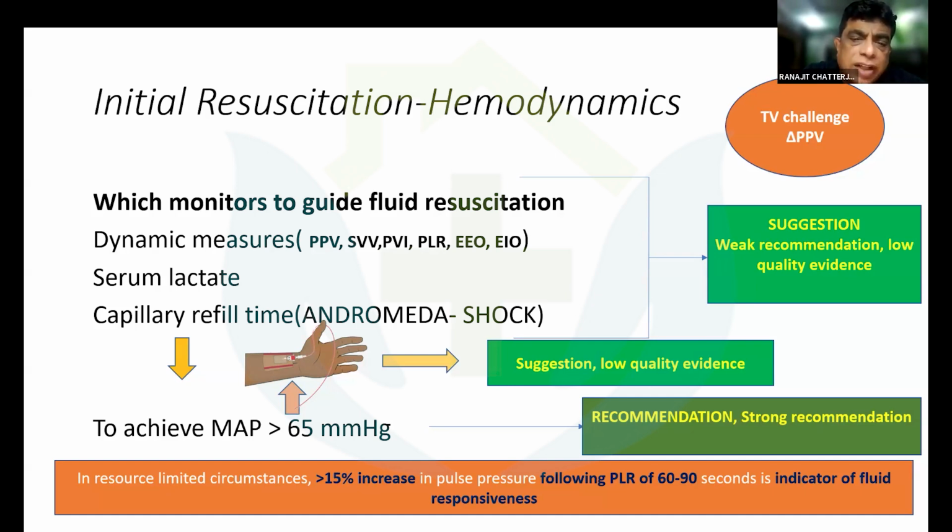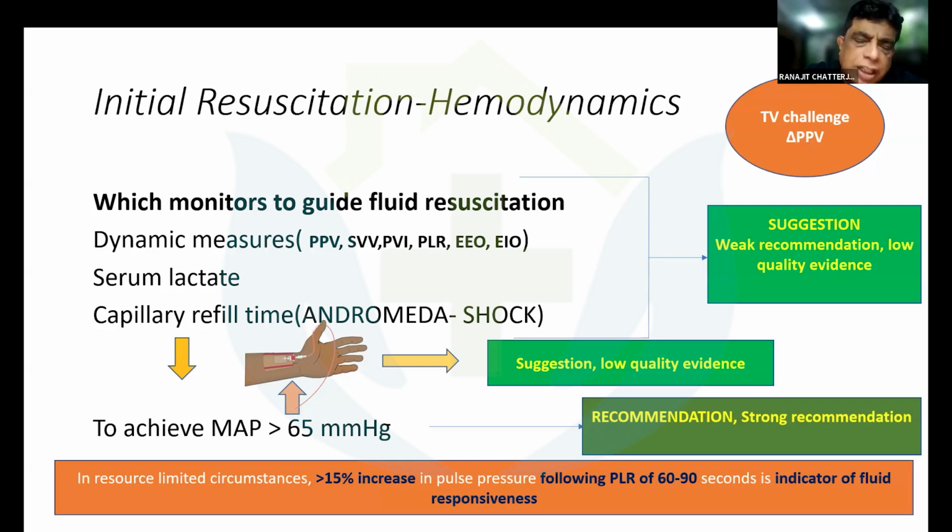Is this pulse pressure variation a very good dynamic measure in this case? Anybody? Do you think that pulse pressure variation is a very good dynamic measurement monitor in this case? No, sir, because the patient is receiving a low tidal volume, ARDS protective lung strategies. Yes, because you receive 6 to 8.